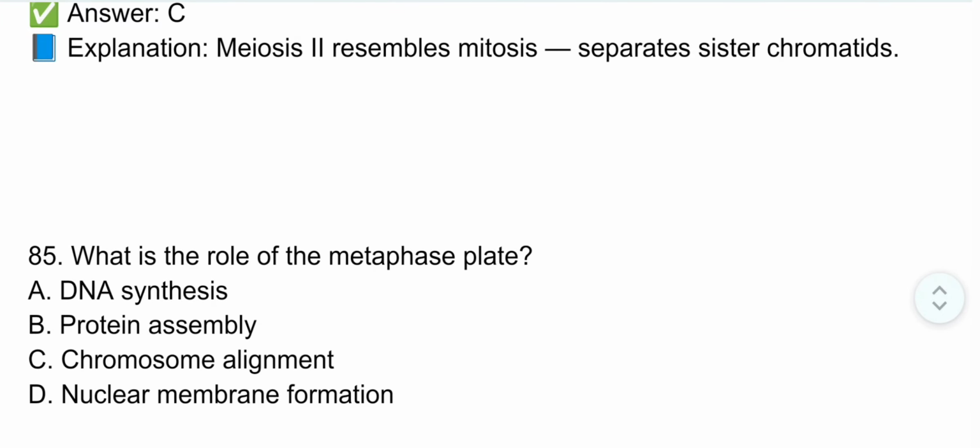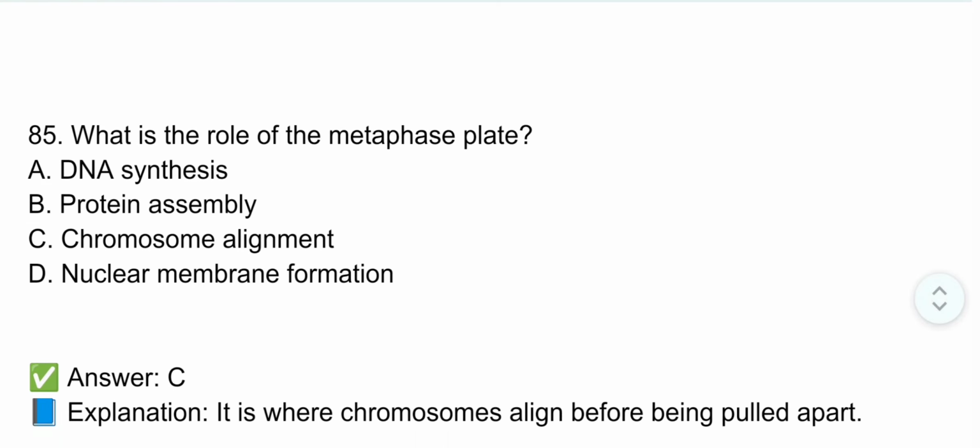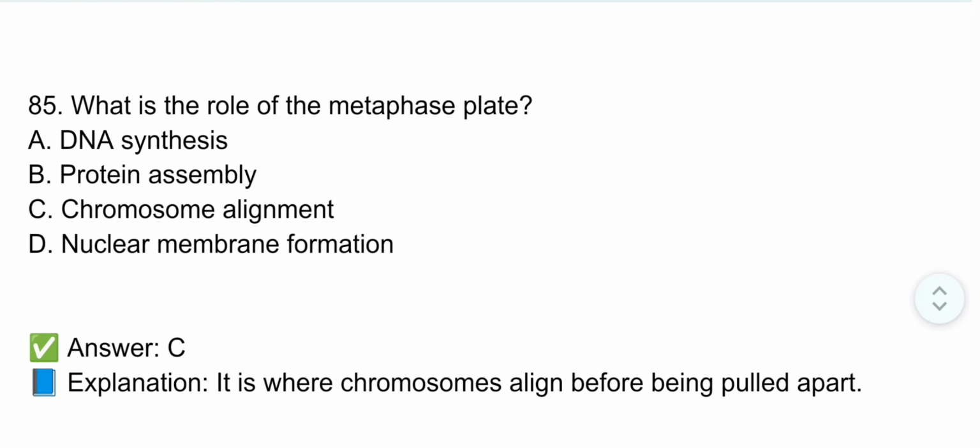Question number 85. What is the role of the metaphase plate? The correct option is option C, chromosome alignment. It is where chromosomes align before being pulled apart.